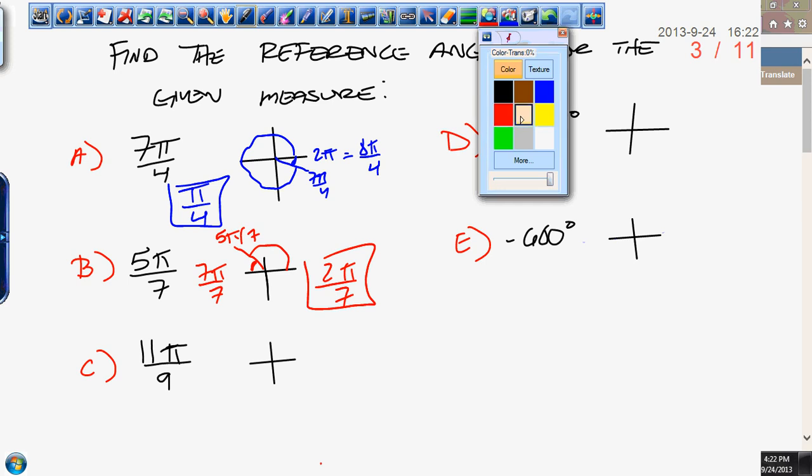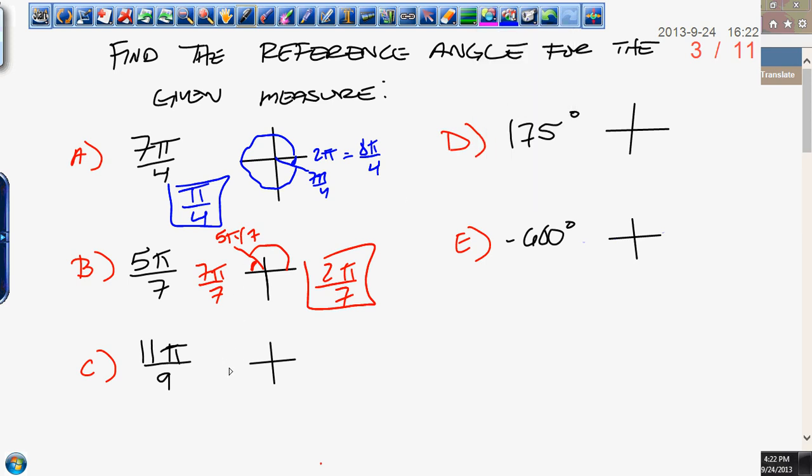Now, letter C, let's go on the same thing again. If this was pi, and I made it to ninths, that would be 9 pi over 9. So I'm going to go 2 more and probably go down there. Since I went 2 more than the x-axis, that's going to be 2 pi over 9.